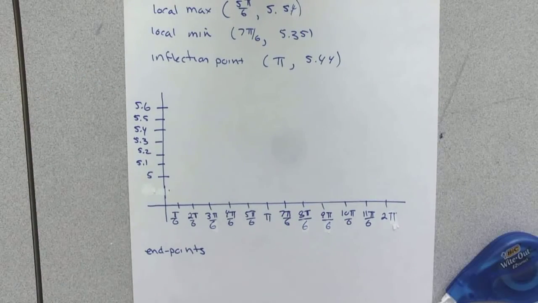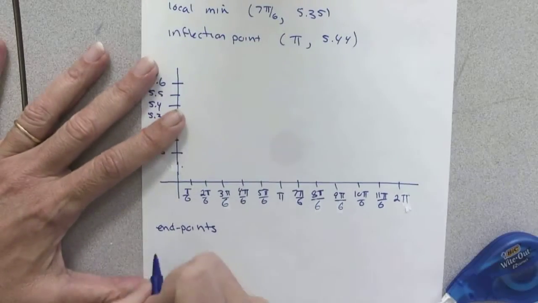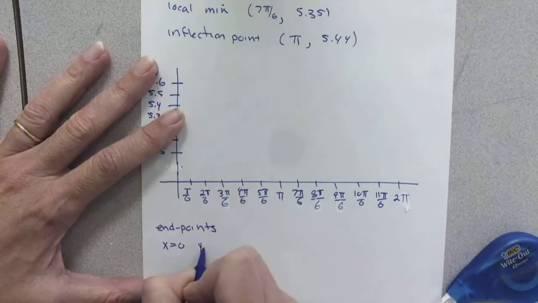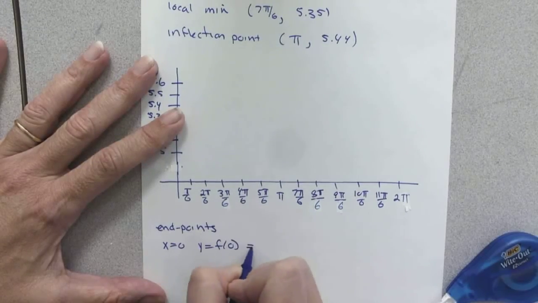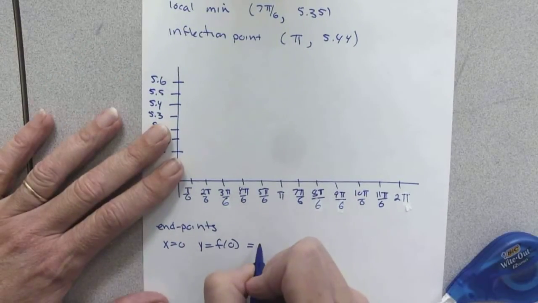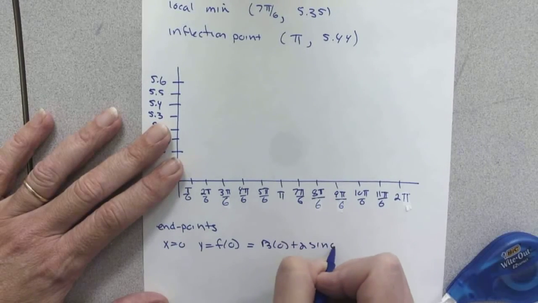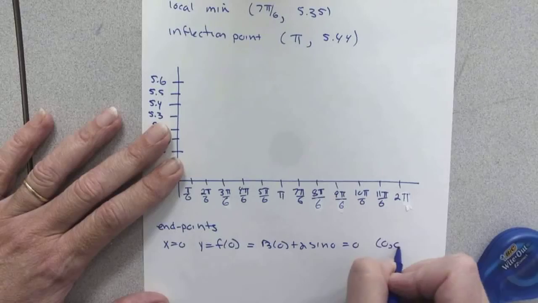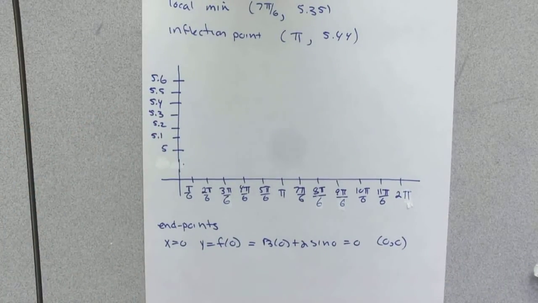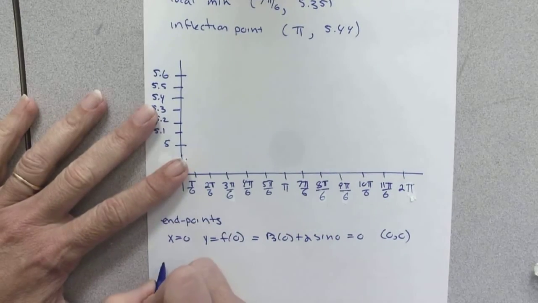Because they told me very definitively 0 to 2 pi, at x equals 0, y will be f of 0. And that's square root of 3 times 0 plus 2 times sine of 0. That's going to be 0. So I have the endpoint 0, 0.